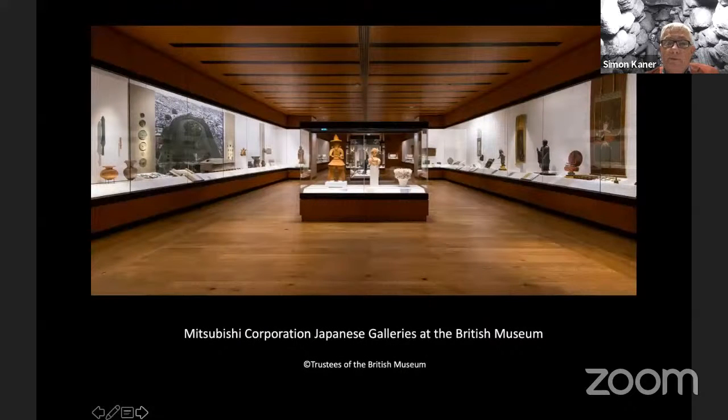Now, sadly, the Mitsubishi Corporation Japanese galleries at the British Museum have yet to open post-pandemic lockdown. But when they do, if you haven't already visited them, I very much encourage you to do so. They are tremendous, and they have one of the best collections of Japanese art and antiquities outside Japan, anywhere in the world. We were involved back in 2006 in the reformulation of the Japanese galleries, and I spent a lot of time getting to know the archaeological collections, of which the Gowland collection is by far the strongest component.